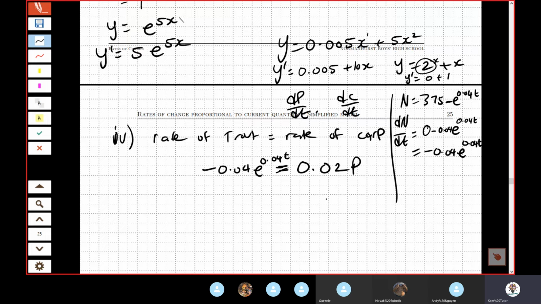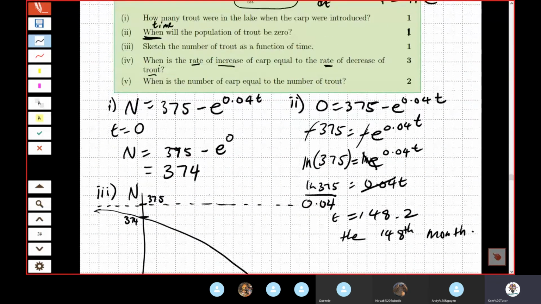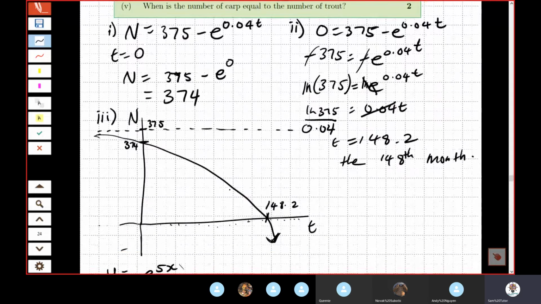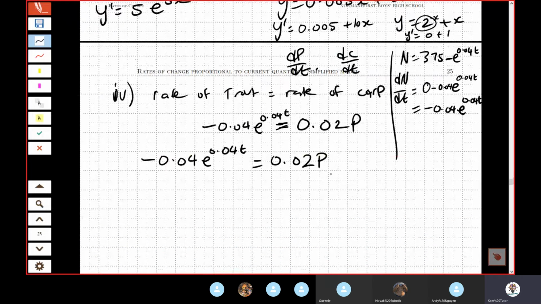Okay, what letter don't we like from all this? Let me rewrite it again. I don't really like it like that. What letter don't we like, you guys? Because remember, I want to solve for this eventually. And what was the question? It says when. So I'm obviously solving for time again. So what letter don't I like? P. So somehow I've got to get rid of P.